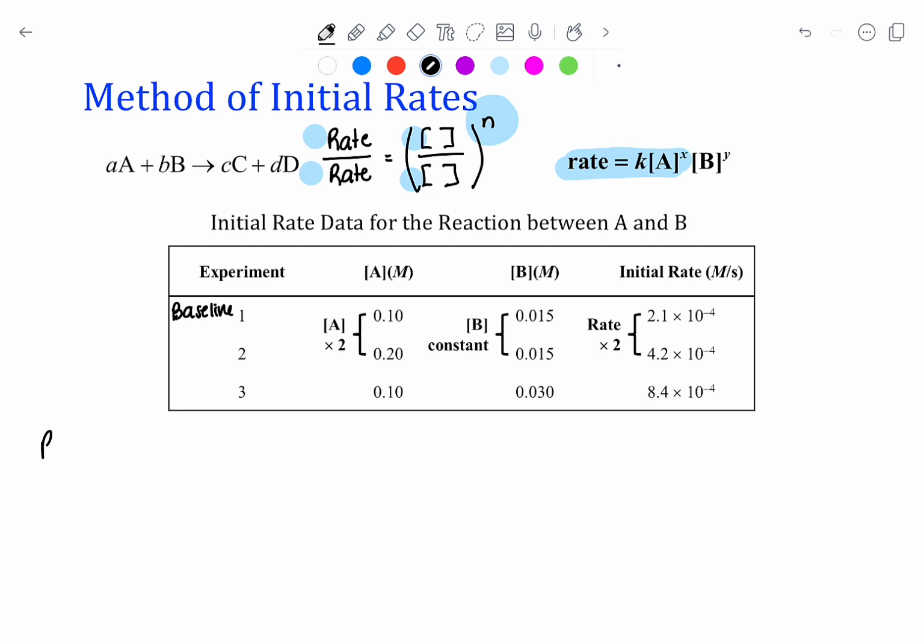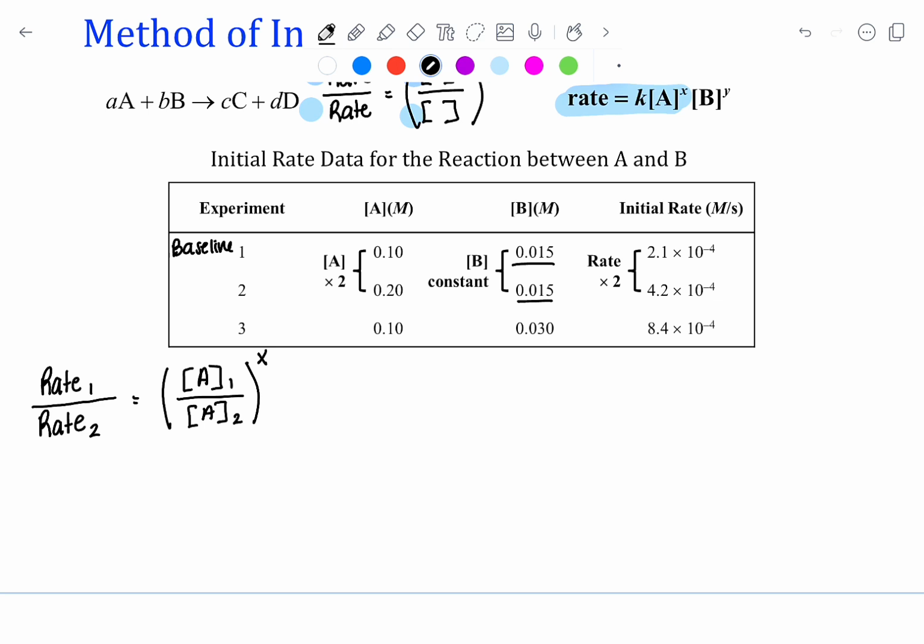Okay, so let's write this specifically for our reactant A. We have rate of experiment 1 over rate of experiment 2, which will be equal to the concentration of A in experiment 1 over the concentration of A in experiment 2, and that will be raised to the x. Since we're only looking for the reaction order with respect to x, for reactant A, we ignore reactant B because its concentration was held constant between experiment 1 and experiment 2.